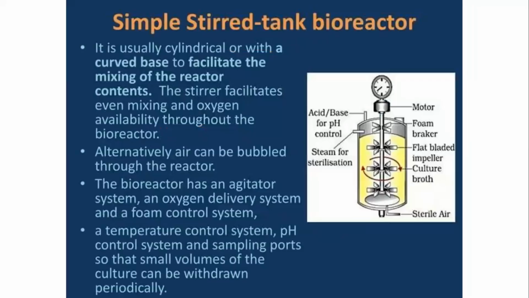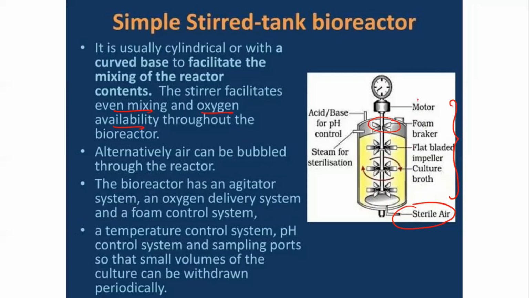So this is a bioreactor and it is usually cylindrical or with a curved base to facilitate the mixing of the reactor contents. So here you have the stirrer. The stirrer facilitates the even mixing and oxygen availability throughout the bioreactor. And here alternatively the air can be bubbled through the reactor. Sterile air is bubbled through the reactor. The bioreactor also has an agitator system, an oxygen delivery system and a foam control system.